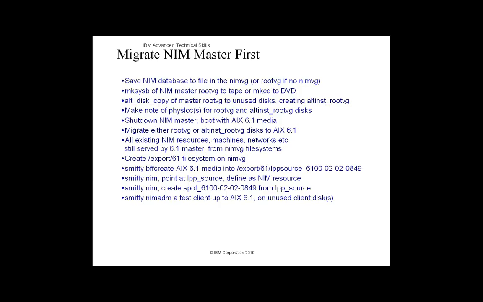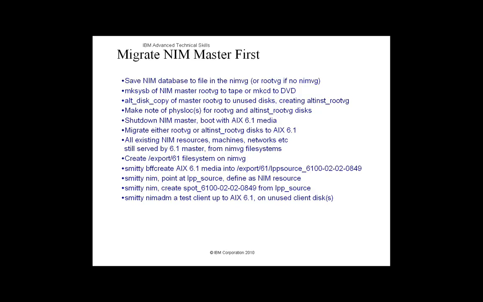I would likely take a mksysb of the NIM master root volume group to tape, or possibly use a mkcd to DVD. Tape media is still a little less expensive than optical, probably faster, and definitely higher capacity. With those backup steps taken, I'll make an alt disk copy.